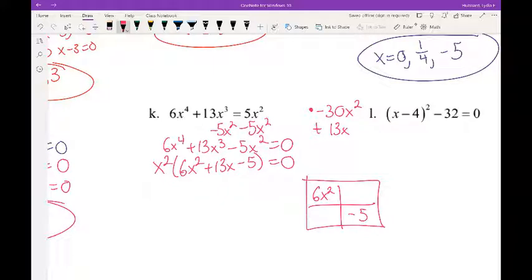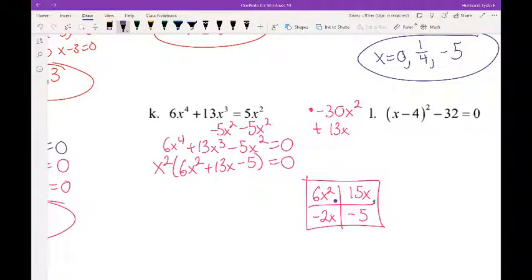Be careful. A lot of people want to say 3 and 10. And while 3 and 10, one of them would have to be negative, and so that's not going to give us something that adds to 13x. Instead, it's actually 15x and negative 2x, because those would multiply to a negative 30x squared, but add to a positive 13x. So be really careful when you're picking out your factors.